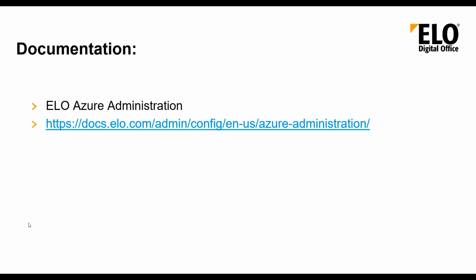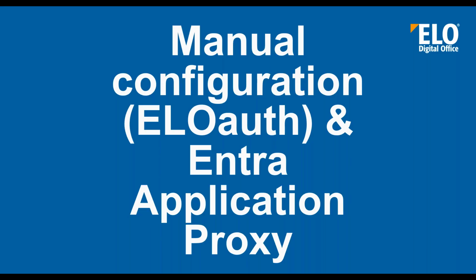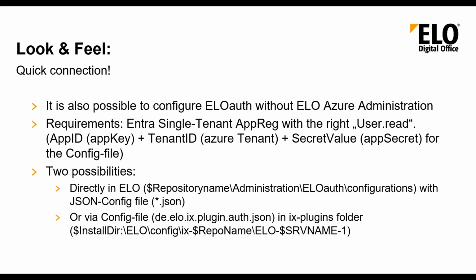A bit more demanding, but for the guys who like to do things manually, to know what exactly works behind the scenes, I show you how you can manually configure ELO Auth and the Entra application proxy. It is normally very easy. You create an app registration in Azure with only the right user read. Then you get the app ID, the tenant ID, and a secret.